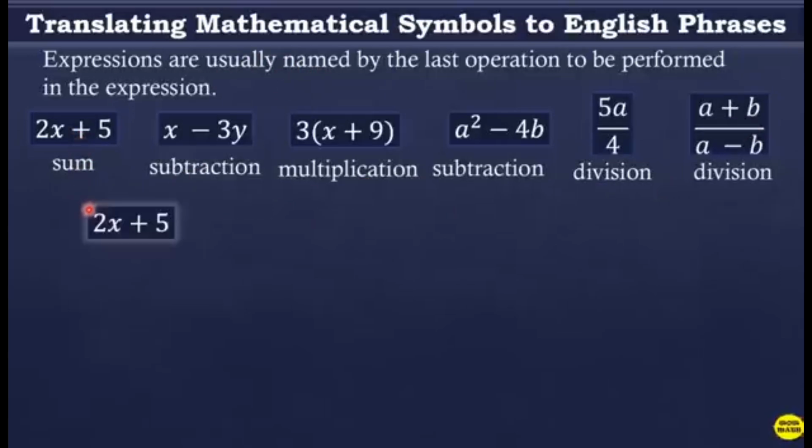So in here, we're going to have 2x plus 5. We can use the sum. So the first statement that we're going to have is the sum of who? The sum of twice a number and 5. So we have there now the statement. Again, we're going to use the last operation to name the expression. So we have here the sum of twice a number and 5.